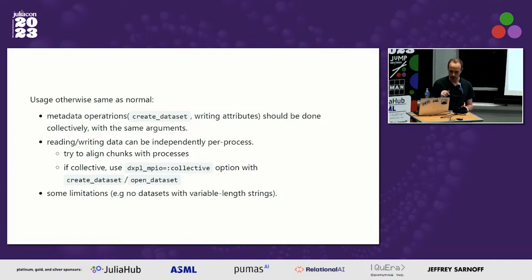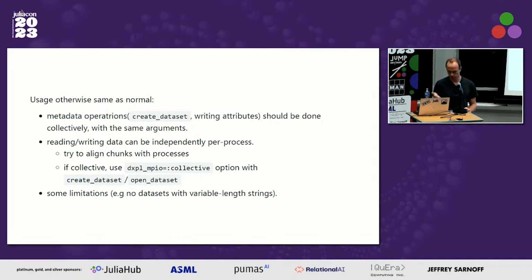The only main constraints are that the metadata operations, like creating a dataset or writing attributes, have to be all done collectively. That means all processes have to be doing them in the same order, really. Not exactly the same time, but the same order, with the same arguments. So you have to create the dataset: all processes have to call create dataset. But then when you're actually reading and writing data, that can be done completely independently. So process 1 can write to one chunk, process 2 can write to a completely different dataset, or whatever. That bit is done independently.